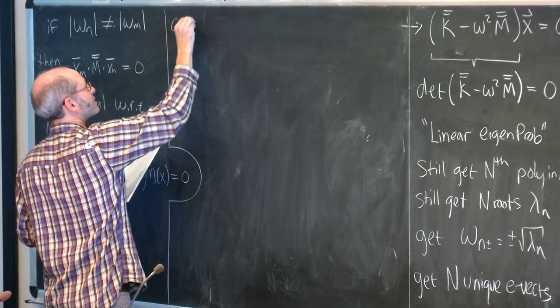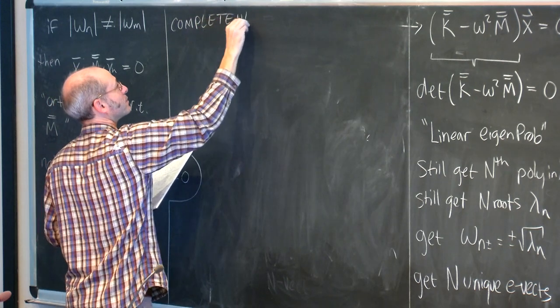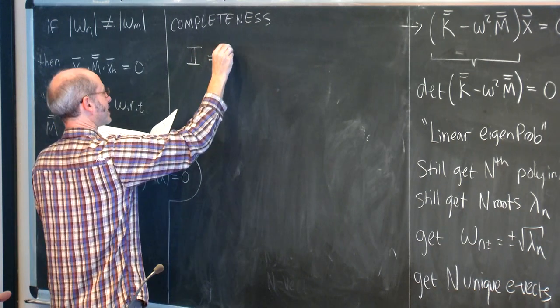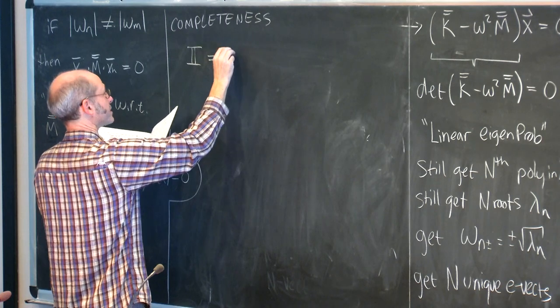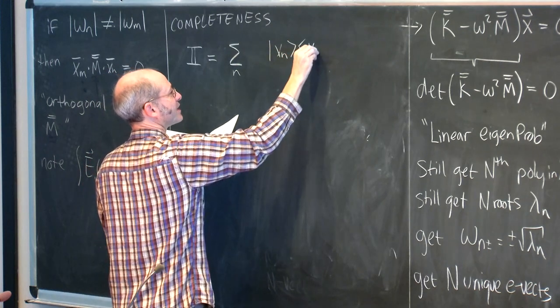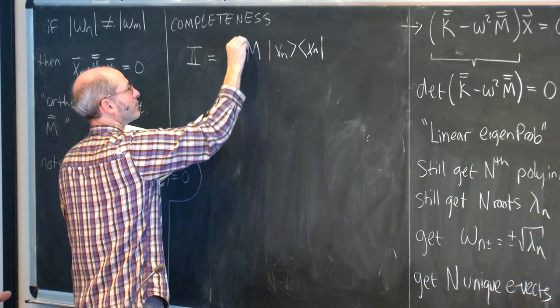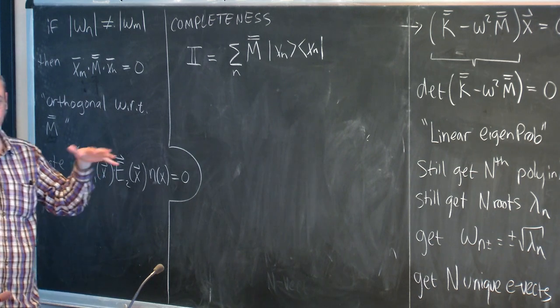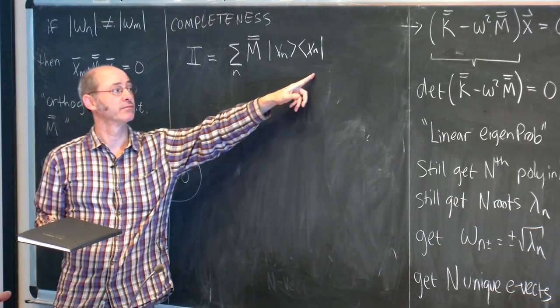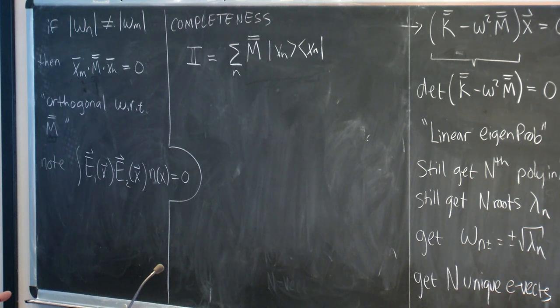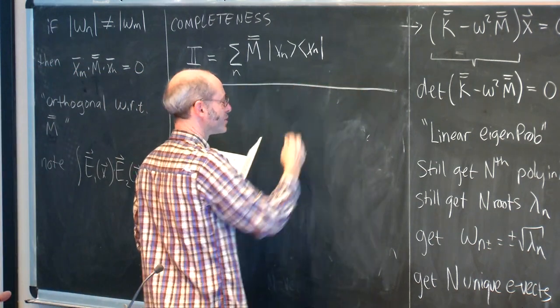And if we were to go through the completeness exercise, and this I really will skip, we would find that the identity matrix is realized, again, by a slightly different form. So here would be the usual identity matrix, but instead it has to have this in it. So if you want to expand some arbitrary excitation of your system of oscillators, this is the identity operator that you need to insert to realize that expansion. Okay. So this is maybe just a curiosity at this point.